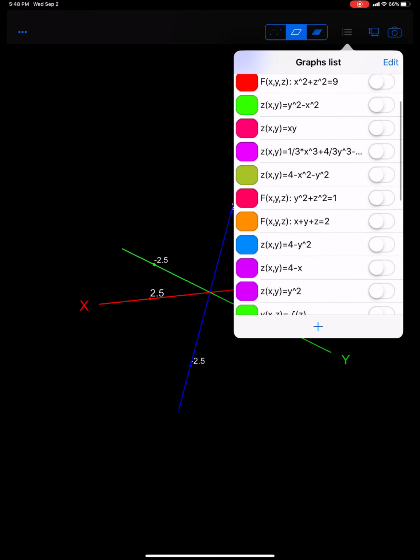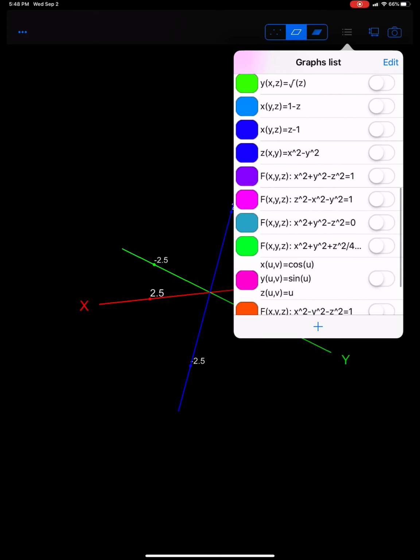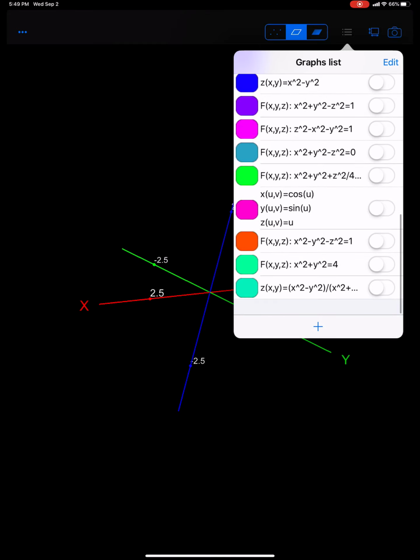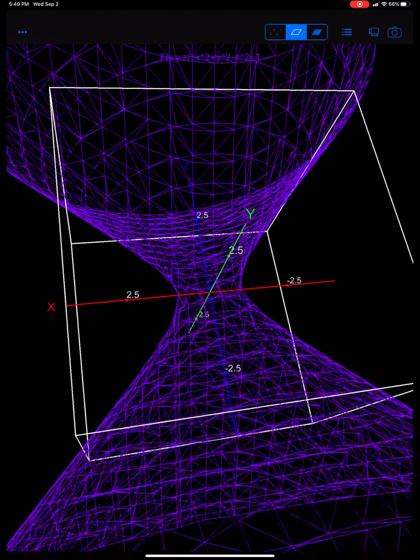Let's keep going here. I think these are my other ones. Notice the capital F on this one here, the darker purple one: F of x, y, z, x squared plus y squared minus z squared equals 1. Which case is that? That's got to be a hyperboloid of 1 sheet or 2 sheets. One negative means 1 sheet, and so you can see it's 1 sheet, like that.